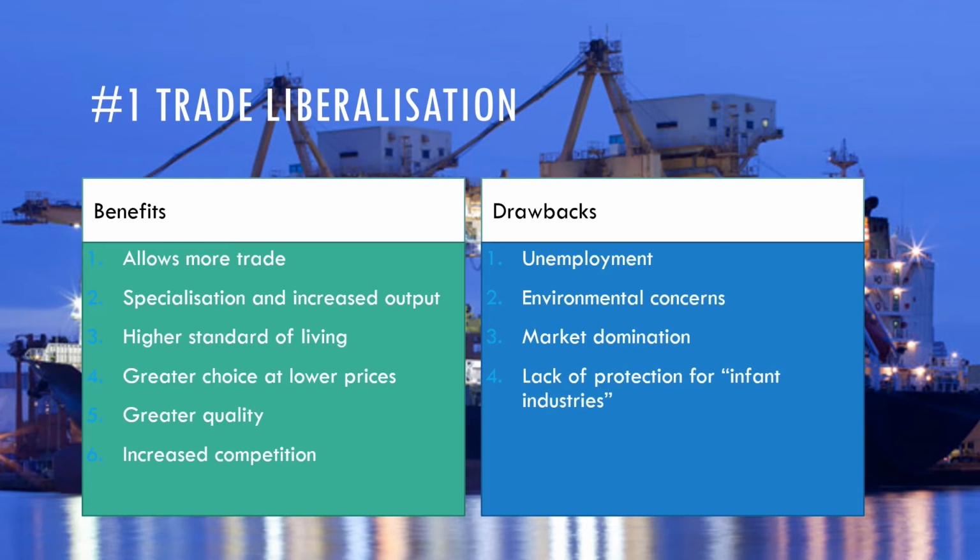Similarly, governments may not be able to protect what we might call infant industries. So these are industries that are starting out in the early stages, for example, something like the renewable energy industry, and the government might want to protect it from larger competition overseas through things like tariffs and quotas, but they can't do that because of trade liberalization.